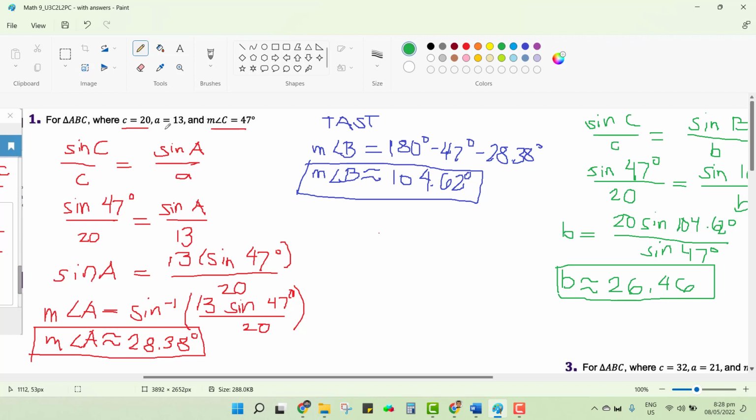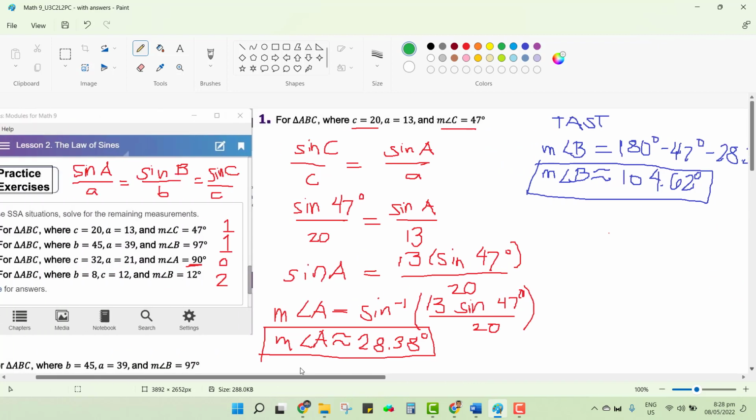That should also be the pattern for the angle measurements in descending order. Again, B, C, A. So let's look: B is 104.62 degrees, C is 47 and A is 28.38. In this manner, we have observed that the relationship between the angles and the side measurements follows the same order. So this is now the correct value, and the process is now correct. Let's proceed to number 2.